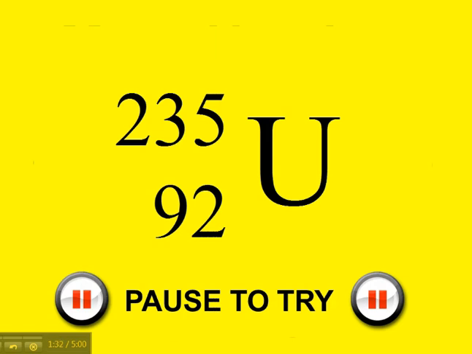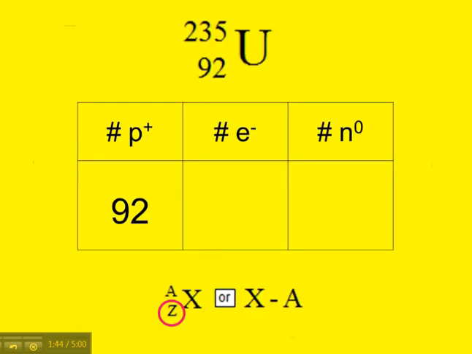Try this. Can you determine the number of protons, the number of electrons, and the number of neutrons in this atom of uranium? The easy one to find is the number of protons. The atomic number in this particular type of notation, the one pictured on the left-hand side at the bottom of the screen, has the atomic number at the bottom. Because we know that uranium is also a neutral atom, we know that the number of electrons is also 92.